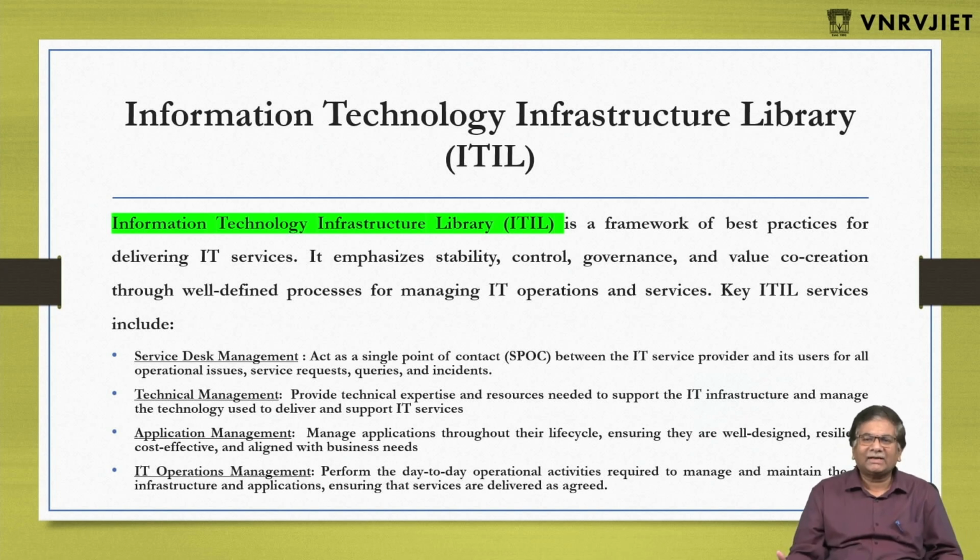And the third functionality that the IT department does is application management. Manage applications through their life cycles, ensure they are well designed, resilient, cost effective, and aligned with the business needs. So again, most of the products nowadays, like I said, are going to the cloud, right? So once they are in the cloud, they have to be managed. So let's take Amazon, for example. Amazon, it's on the web, right?